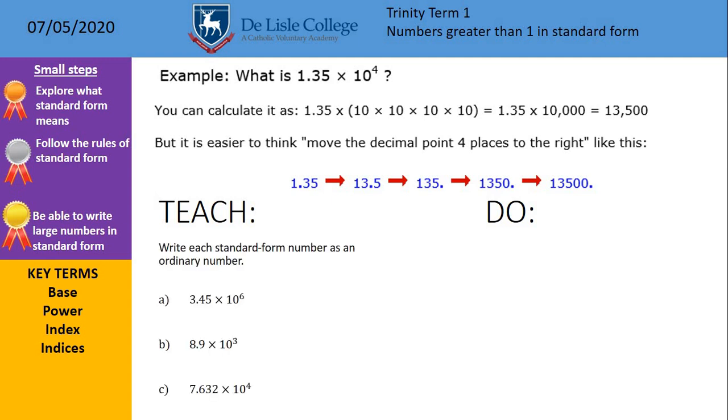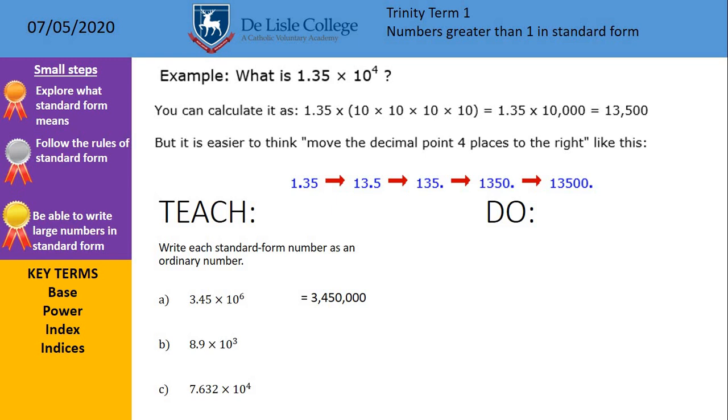So 3.45 times 10 to the power of 6. That 6 tells us we're going to move the decimal point 6 places to the right. Move it once, 34.5. Again, 345. And then we still need to move it 4 more. So that's going to add on 4 zeros on the end. And we'll get, nice and neat there, 3,450,000.